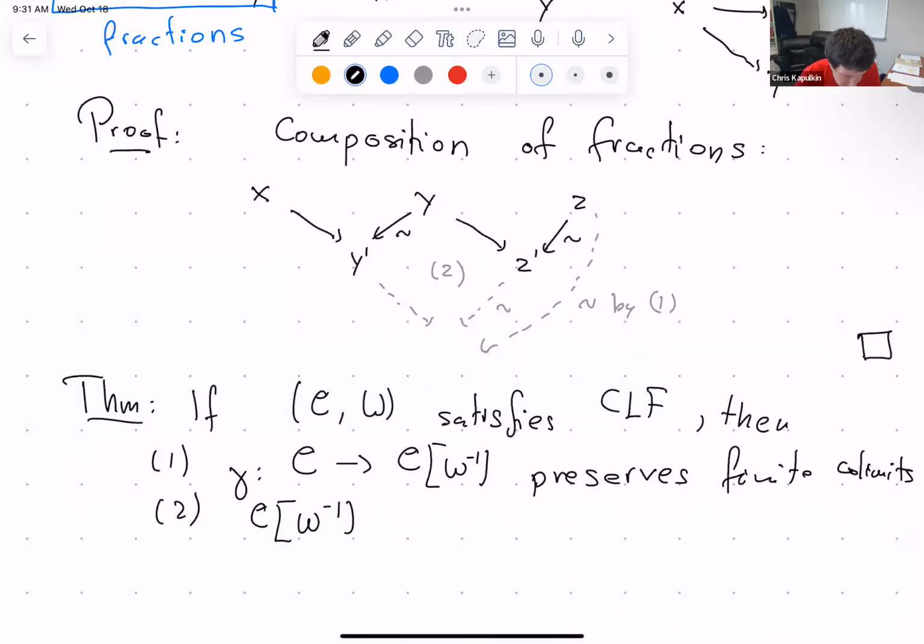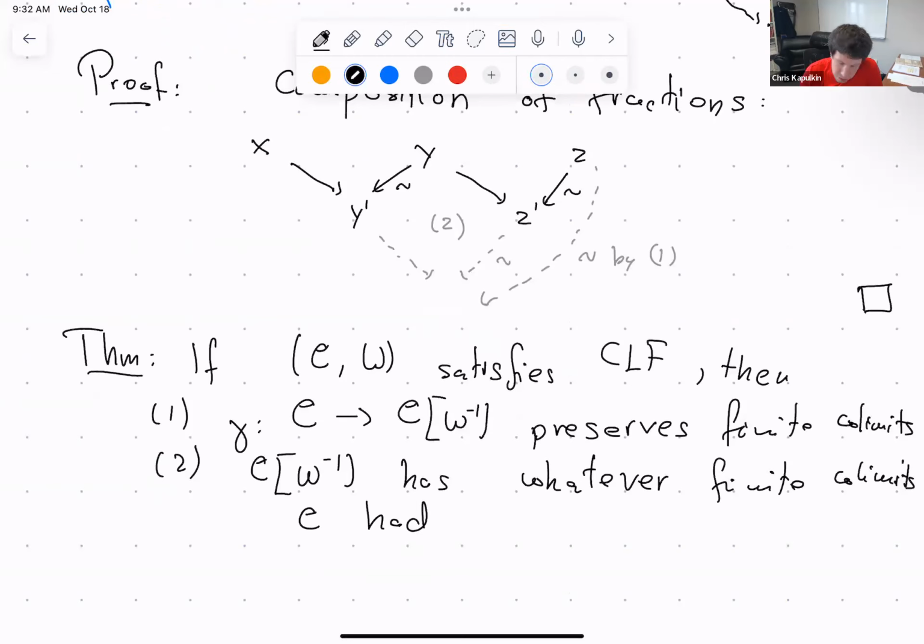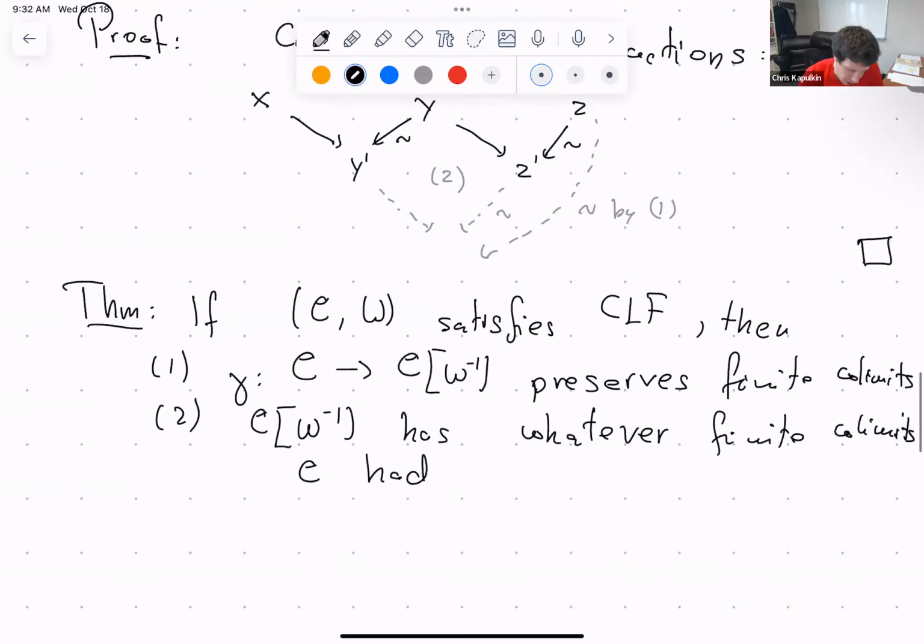C[W inverse] has whatever finite colimits C had. So somehow you can infer completeness or co-completeness properties of the localization from the completeness or co-completeness properties of the original category. And the proof, again, I'll give you just the main idea.